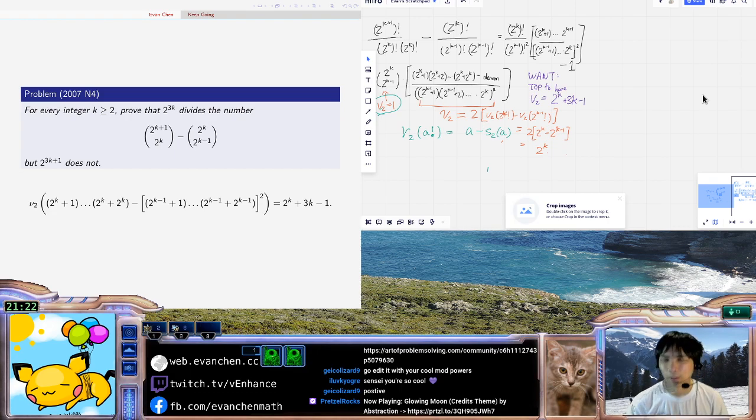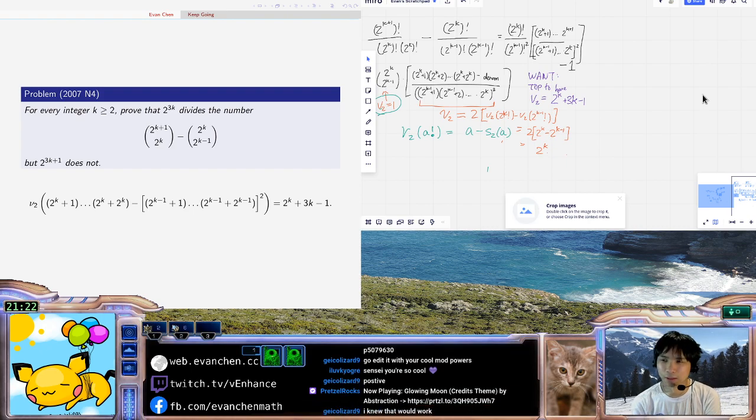Okay. I'm actually surprised the V2 is that high though. When you look at it, it doesn't look like it should. There isn't 2 to the... It's literally 2 to the 2 to the thing. Why is it that high?